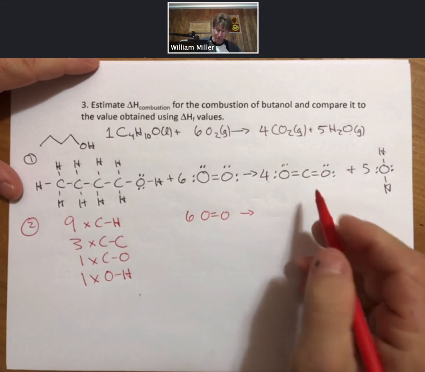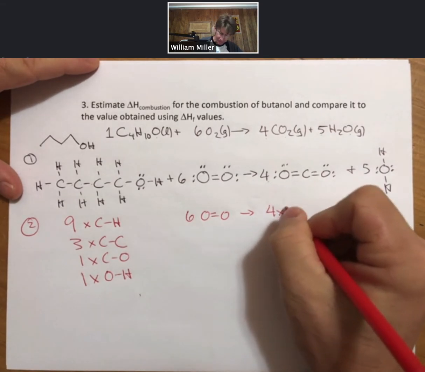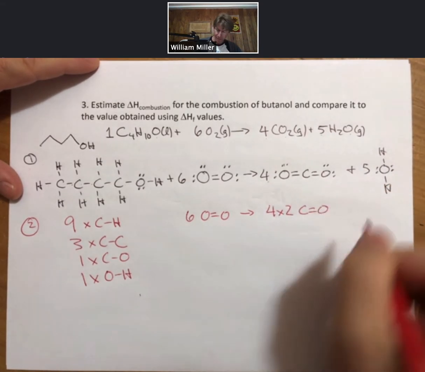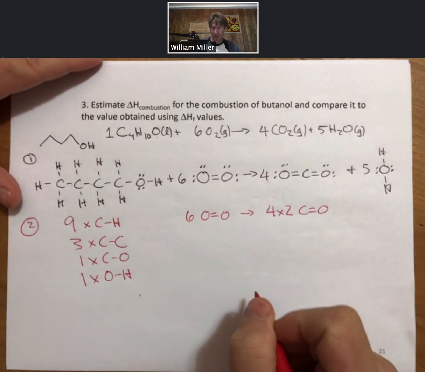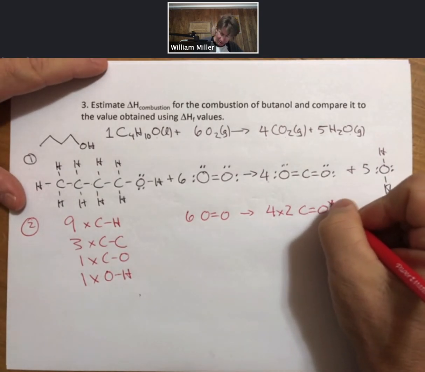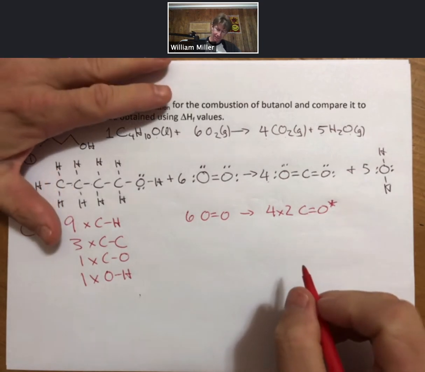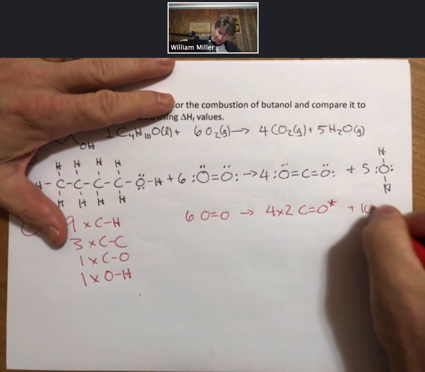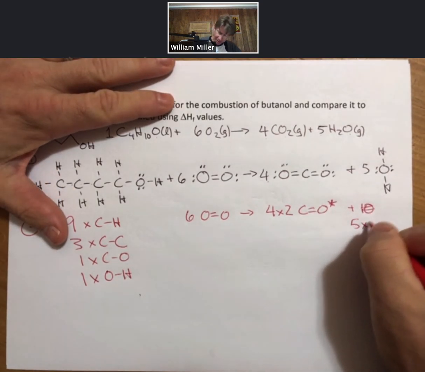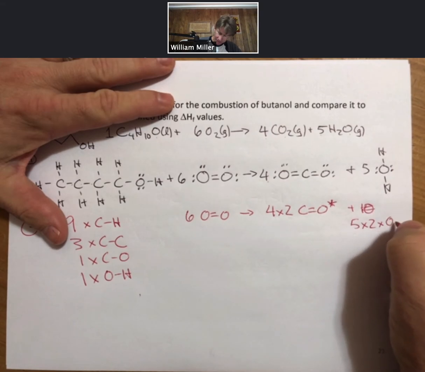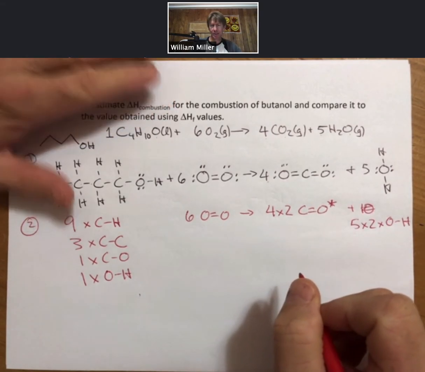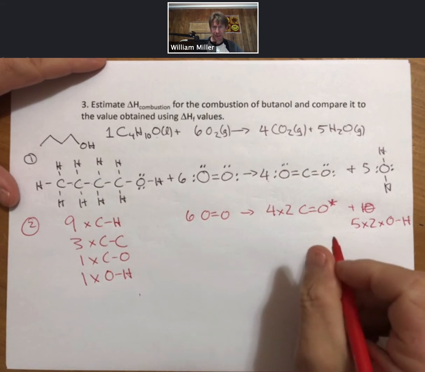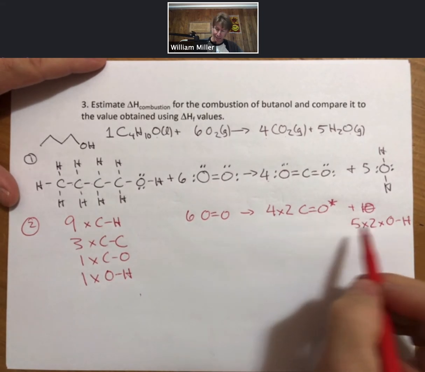Over on the other side, I actually have 4 times 2 C double bond O, and I'm going to put a little asterisk here, and I'll explain why in a minute. And then I actually have, let's call this, 5 times 2 times oxygen-hydrogen single bond. Okay, so those are all the bonds.